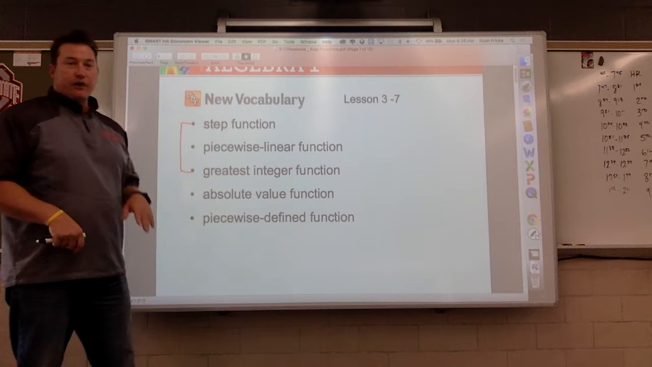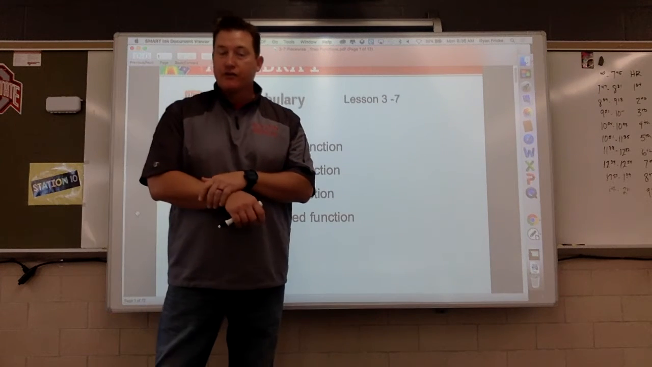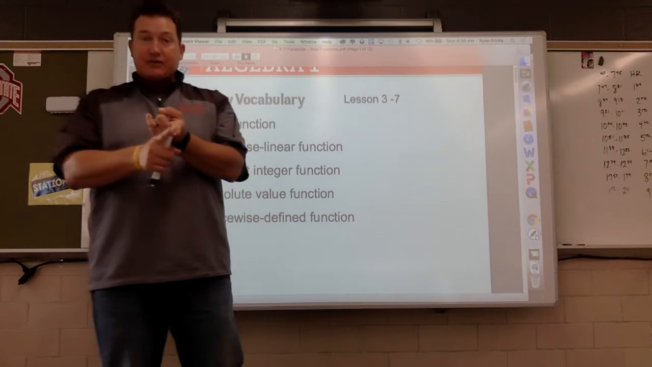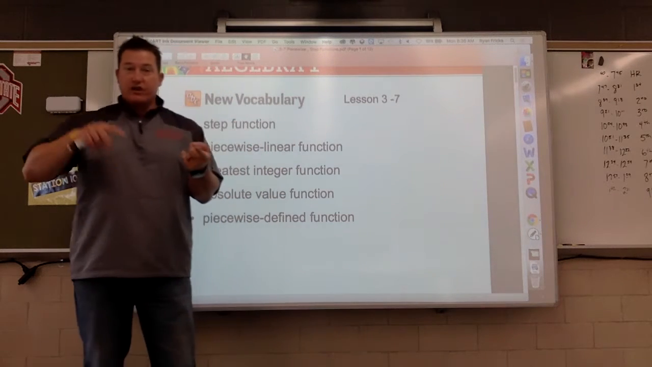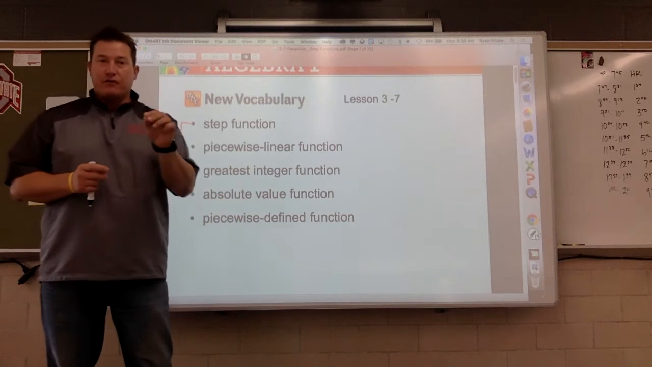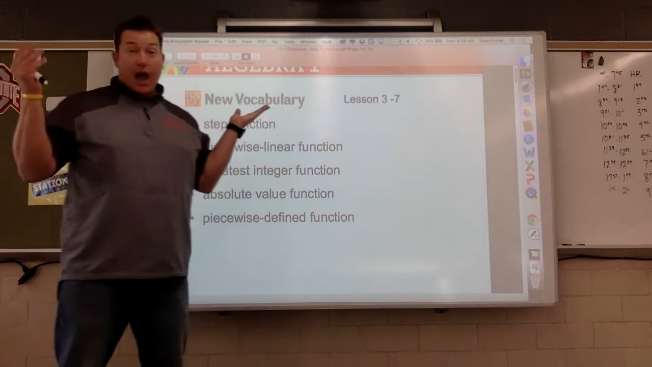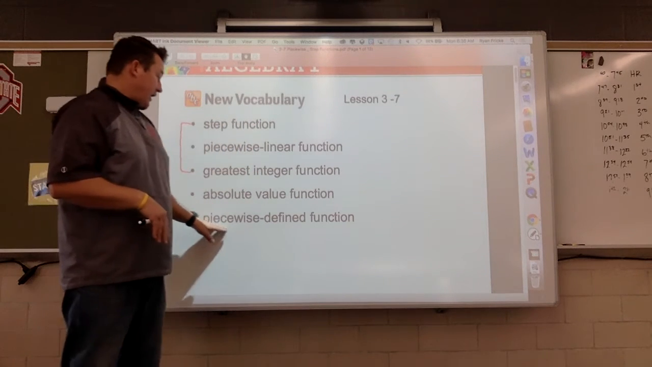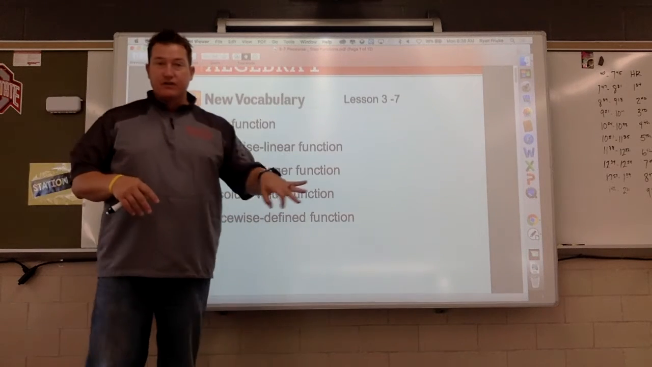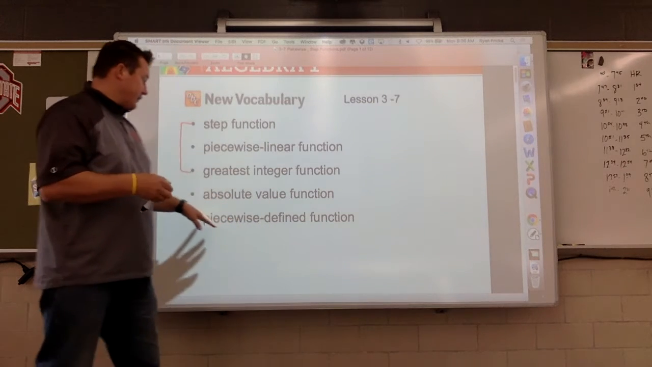Another one of our new functions, absolute value functions. We're going to get introduced to those today as well, right? So we should be familiar with absolute value. We solved those equations. We evaluated those expressions. We're going to see what an absolute value function looks like on a graph. I'm really excited, okay? Piecewise defined functions. This kind of goes with our piecewise linear functions, in that we are still looking at pieces of them.